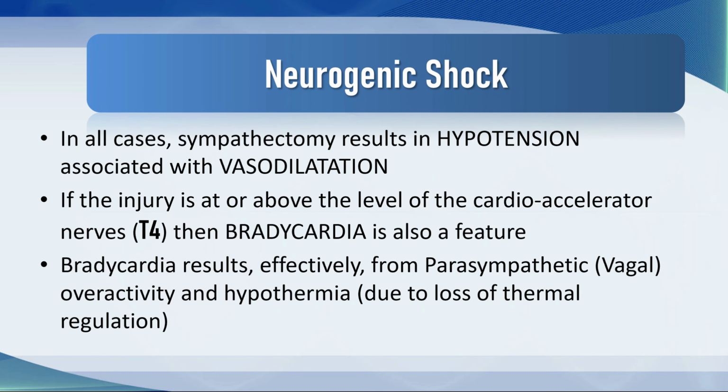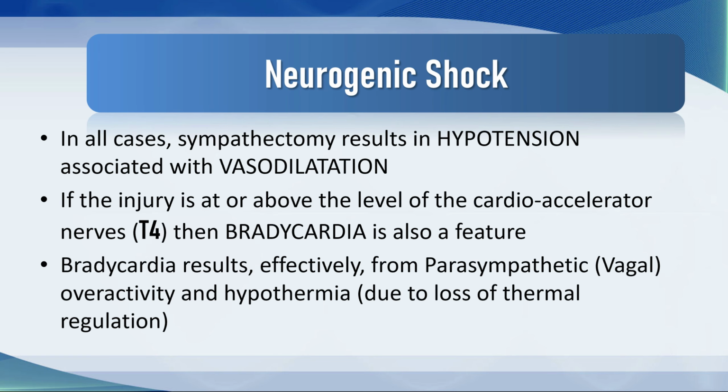Let's summarize the features of neurogenic shock. In all cases, sympathectomy results in hypotension associated with vasodilatation. The higher up the spinal injury, the more vasodilatation occurs because more of the body becomes vasodilated. If the injury is at or above the level of the cardio-accelerator nerves, that's T4 or above, then bradycardia is also a feature, and that's caused by essentially overactivity of the parasympathetic nervous system.